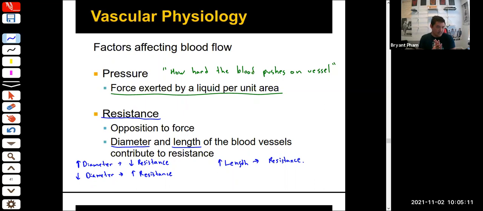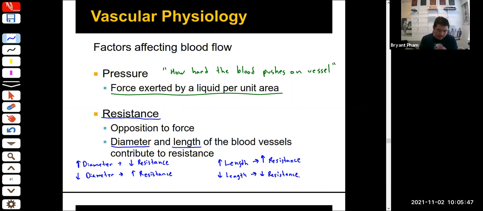So another example, what kind of commute would you rather have? A 5-minute commute or a 2-hour commute? 5 minutes. The shorter the distance, the less the resistance. So if you increase length, you increase resistance. So that's the big difference here between diameter and length. Decrease length, you don't have to go as far, there's less resistance.